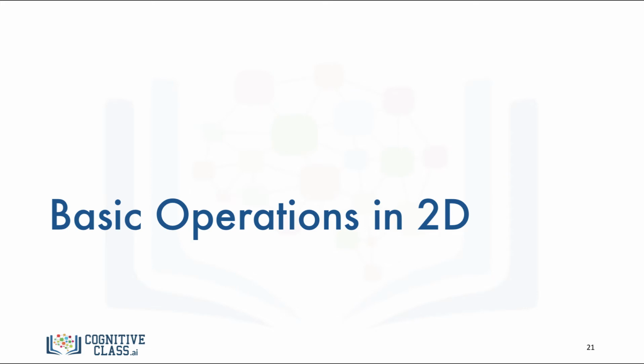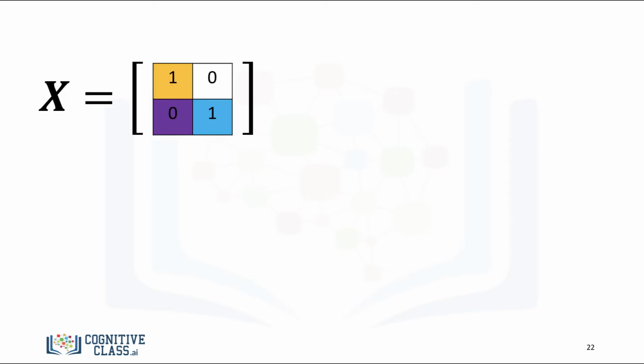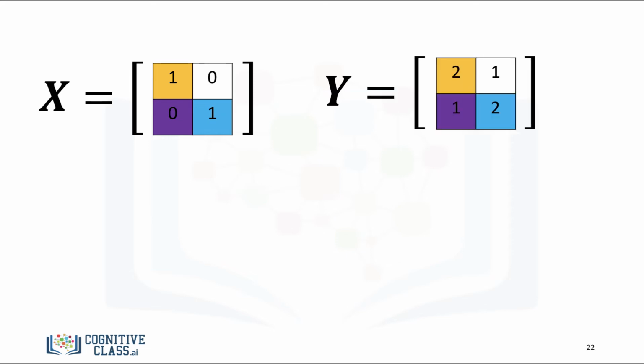Let's discuss some basic tensor operations in 2 dimensions. We can add 2 tensors. The process is identical to matrix addition. Consider the tensor X. Each element is colored differently. Similarly, consider tensor Y. Each element is also colored differently.